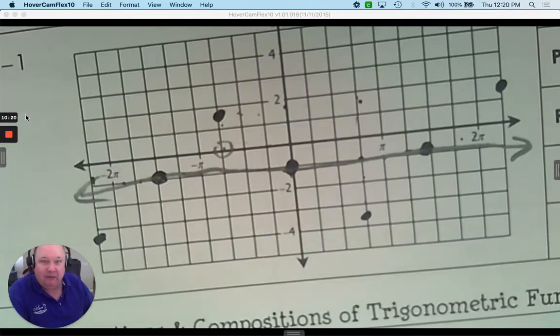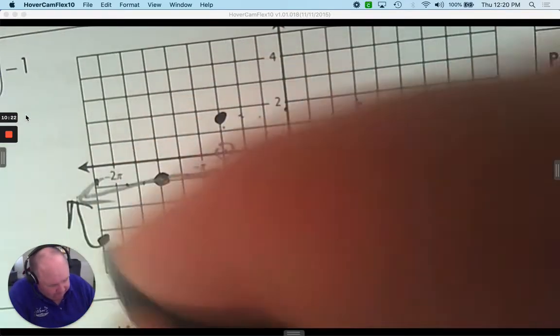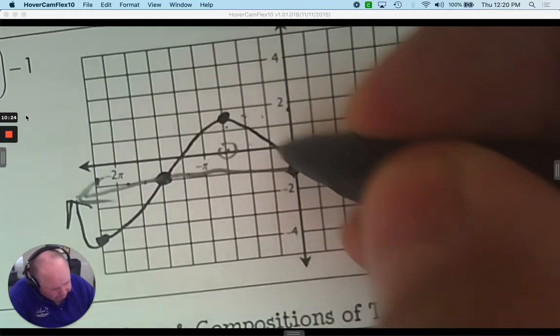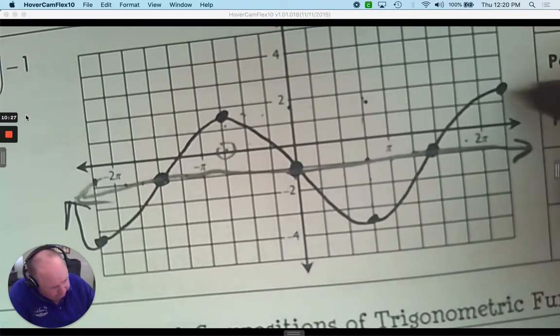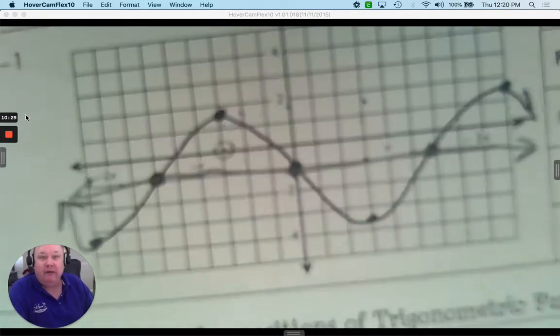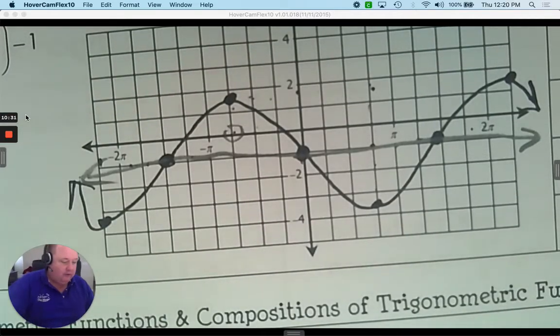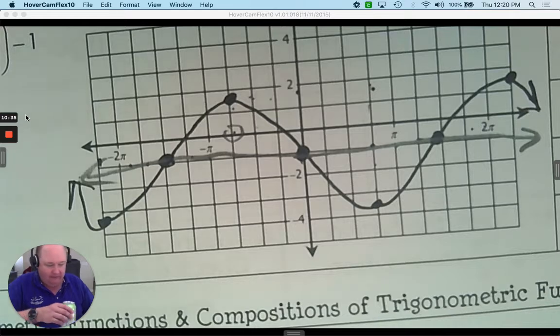All right, now we're going to draw it. And you have your wave. Awesome. So if you can do that without me, then you totally understand the pattern and structure of graphing a cosine wave.